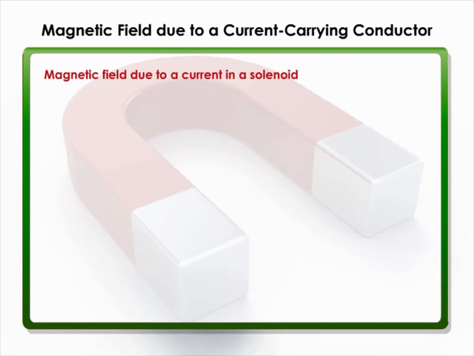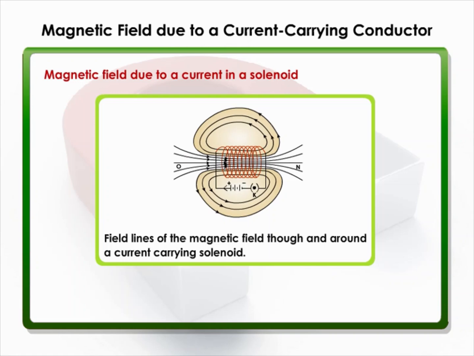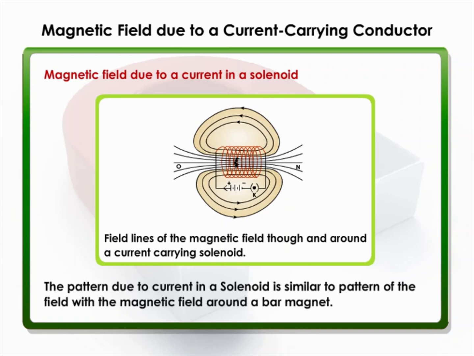Magnetic field due to a current in a solenoid. A coil of many circular turns of insulated copper wire wrapped closely in the shape of a cylinder is called a solenoid. The pattern of the magnetic field lines around a current-carrying solenoid is similar to the pattern of the magnetic field around a bar magnet. In fact, one end of the solenoid behaves as a magnetic north pole, while the other behaves as the south pole. The field lines inside the solenoid are in the form of parallel straight lines. This indicates that the magnetic field is the same at all points inside the solenoid. That is, the field is uniform inside the solenoid.